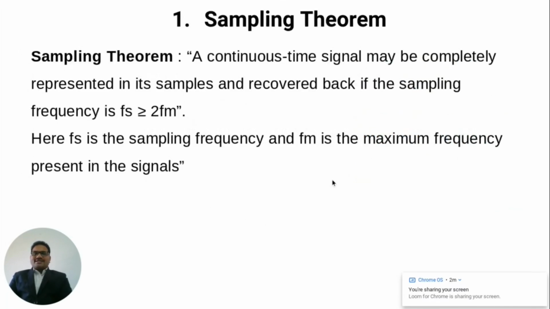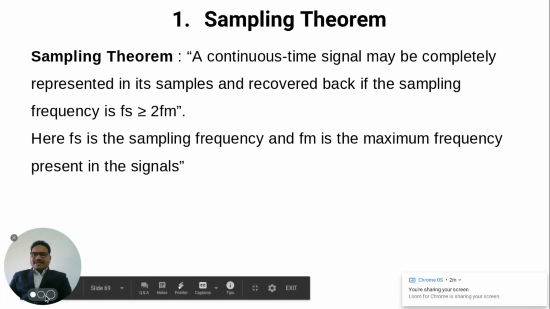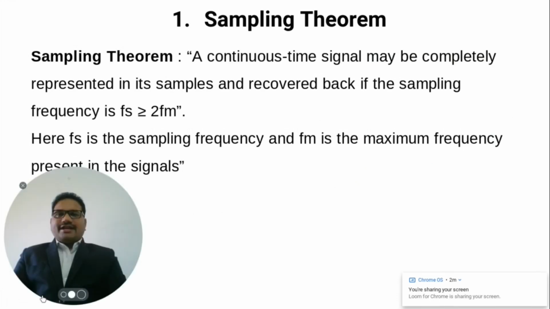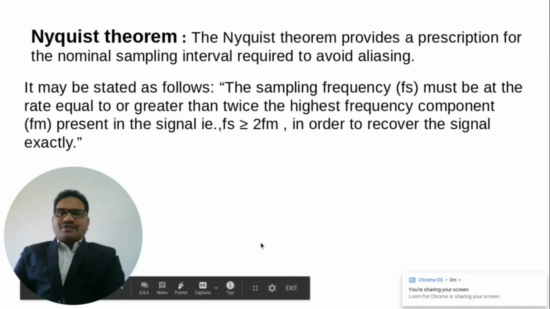Now, what is the sampling theorem? Basically, the sampling theorem says a continuous time signal may be completely represented in its samples and recovered back if the sampling frequency, fs, is greater than or equal to twice fm. Now, what are fs and fm? Here, fs is the sampling frequency, and fm is the maximum frequency present in the signal.